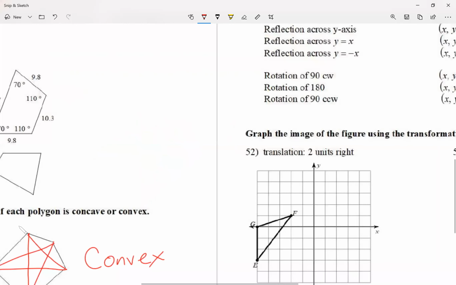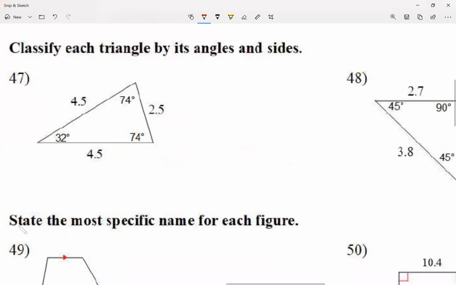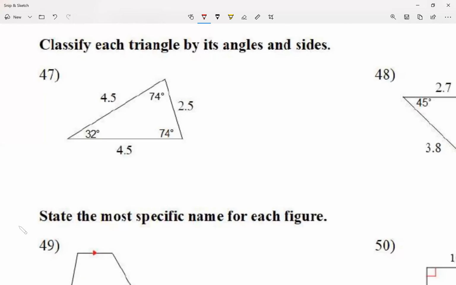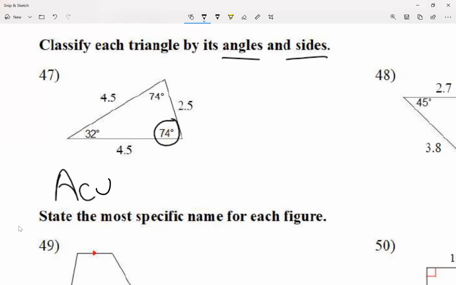Let's move on. Let's change pages. Let's take a look at number 47. Now, classify each triangle by its angles and sides. So there's two classifications, angles and sides. When it comes to angles, I go by the biggest angle, right? The biggest number that I see is 74. I see it twice. I'm just going to pick one of them. The biggest number that I see is 74. That's the biggest angle. Now, 74 is less than 90. So I'm going to call this acute. Based on angles, I'm going to call this acute.